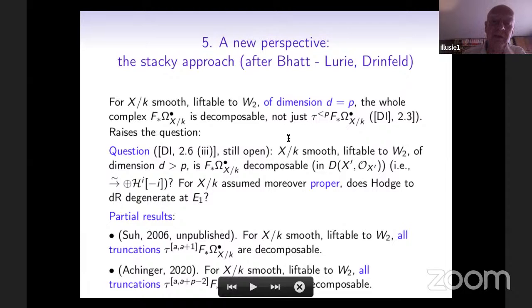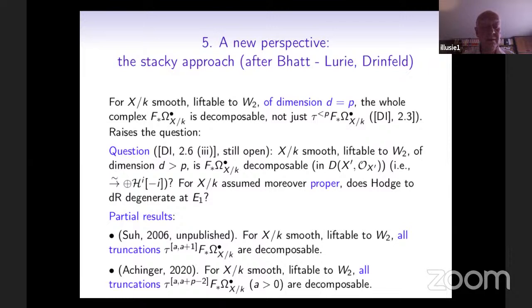let me recall, I think I just said it before, but when X is smooth and liftable to W2, proper or not, and dimension d equals p, then the whole complex is decomposable, not just its truncation. So in fact, there is still this annoying question that we raised in our paper. Suppose X is smooth, liftable to W2, in a dimension d greater than p. So is F lower star of omega X decomposable? And of course, if you assume moreover that X is proper, do you have degeneration of Hodge to de Rham? So I think the question is, up to now, still open, but there were partial results, some tiny progress above p.